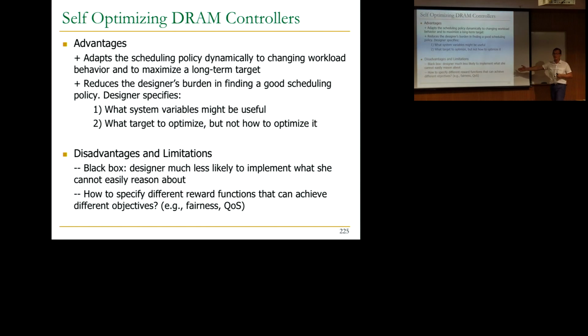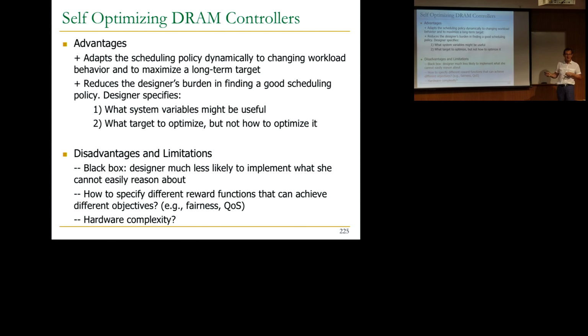Yeah, and the second one is how do you specify different reward functions that can achieve different objectives, right? Quality of service, fairness, how do you incorporate them into this? But I think there is a lot of potential for future work. There's a lot more to be done. And I truly think that reinforcement learning is a good approach for memory control, at least.